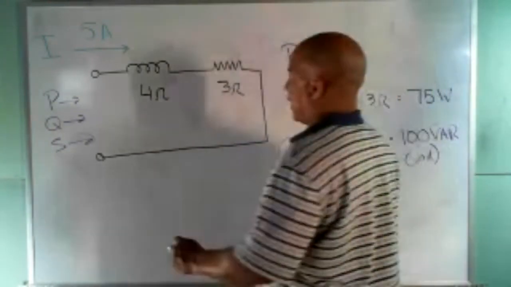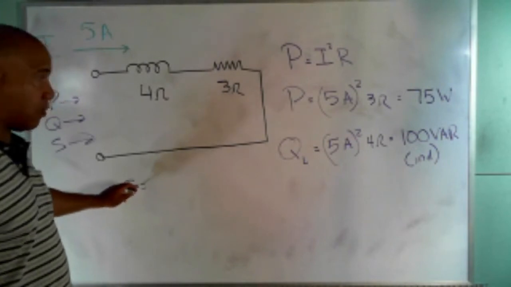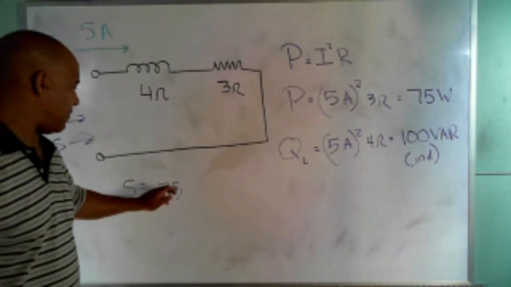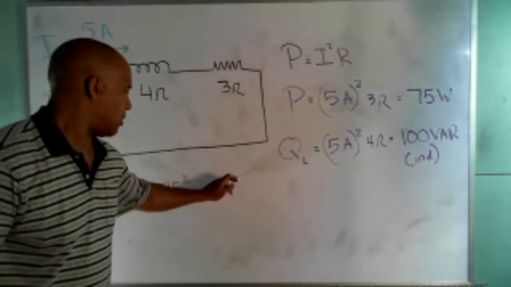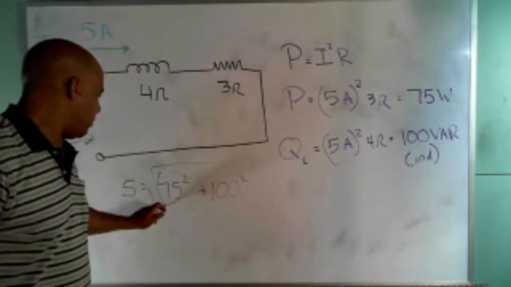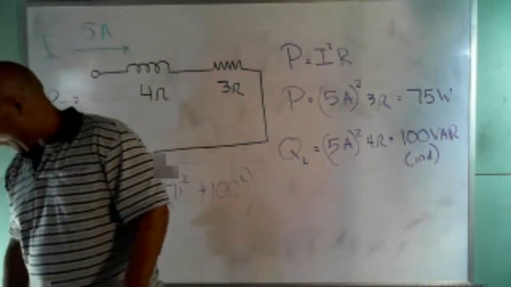And then to find S, you gotta use Pythagoras. S is gonna equal 75 squared plus 100 squared, square root it, and make sure you put that in parentheses so your calculator will give you the right answer.